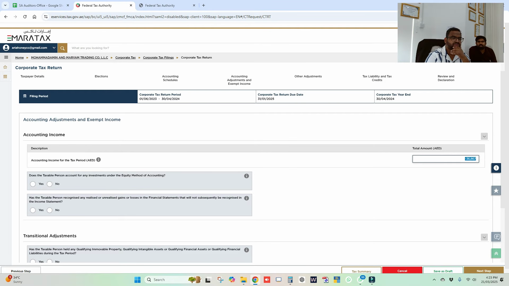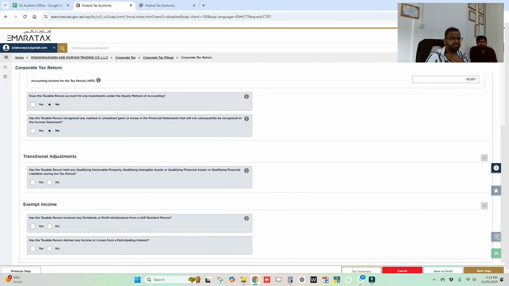Does the taxable person account for any investment under the equity method? They don't have any investment. Okay, this is all as per the IFRS. No. Has the taxable person recognized any realized or unrealized gain or losses in the financial statement that will not subsequently be recognized in the income statement? This is also as per IFRS. Okay. Transitional adjustment. Has the taxable person held any qualifying immovable property? They don't have any qualifying immovable property, qualifying tangible assets, qualifying financial assets, and qualifying financial liabilities.